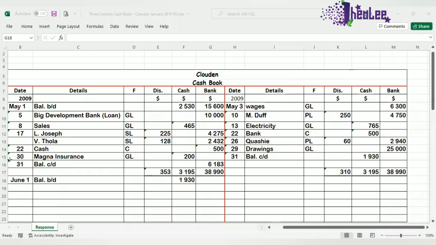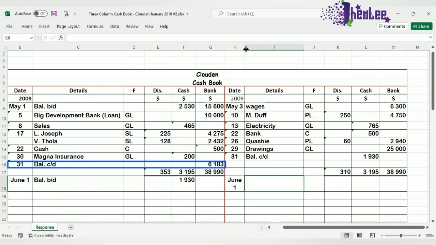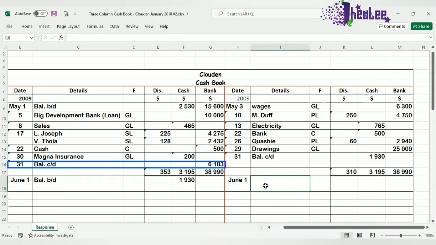Notice for the bank, the balance CD is on the debit side. So therefore, the balance BD must be recorded on the credit side. Let's enter that. June 1st, our details is balance brought down, and the amount must be placed in the bank column, and that is 6,183. And that concludes part A1 of the question.